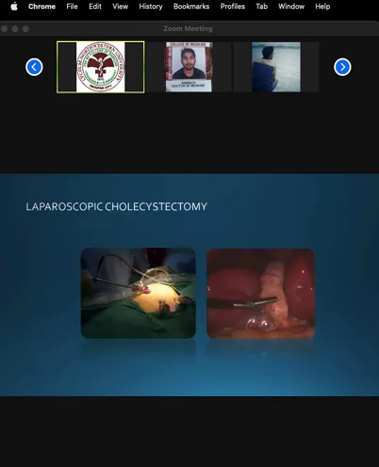This is the laparoscope. These are the instruments and the grasper inside. So just to show you.